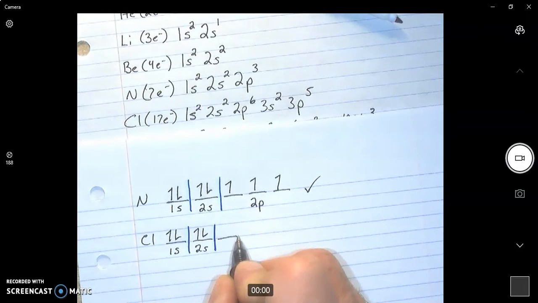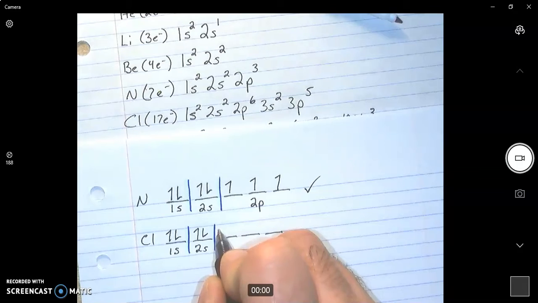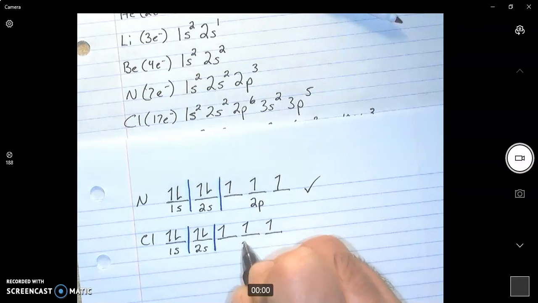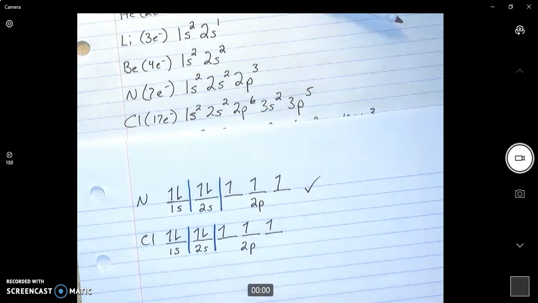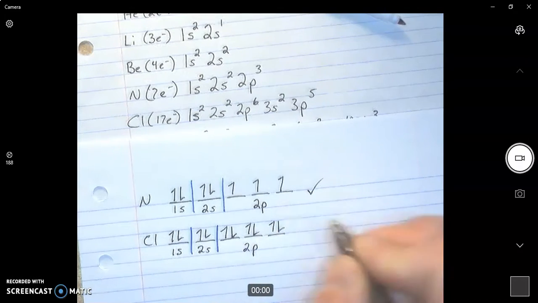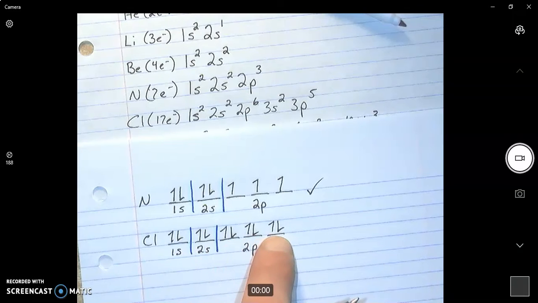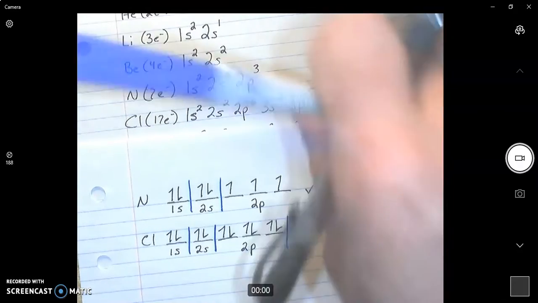Next comes your 2p. This time, though, if we look at our configuration, 2p has 6 electrons in it. So we're going to give every orbital in the 2p sublevel a single electron. And then, if we have enough, we're going to come back and fill it up until there's no more room. Remember, each orbital can only hold 2 electrons. Each one gets a single electron, according to Hund's rule. When we go back and start pairing them up, we make sure that they are heading in opposite directions. We're going to put our break in.